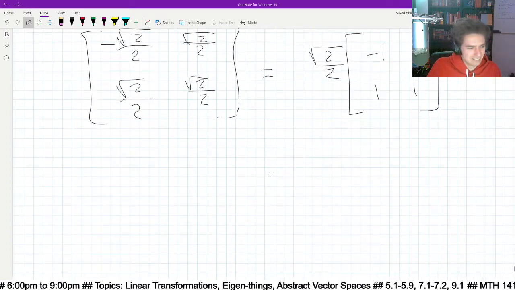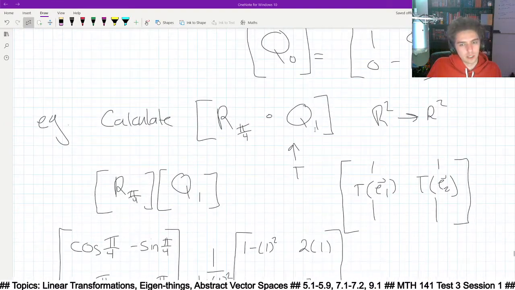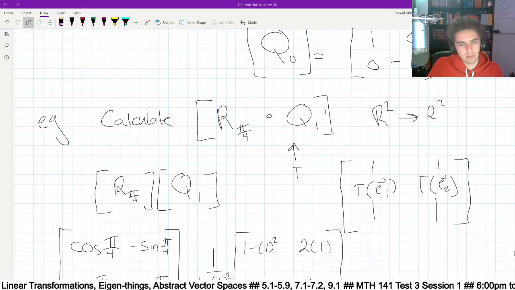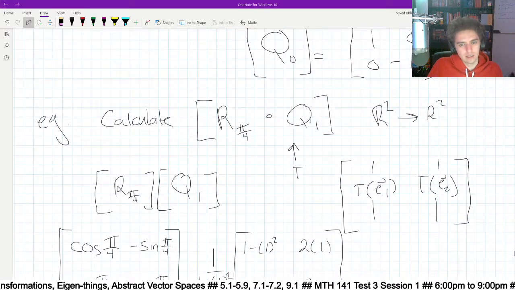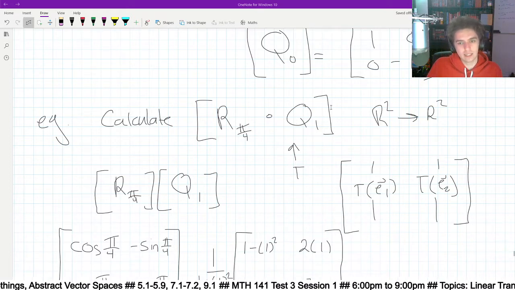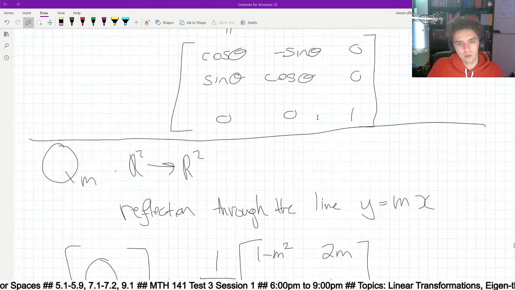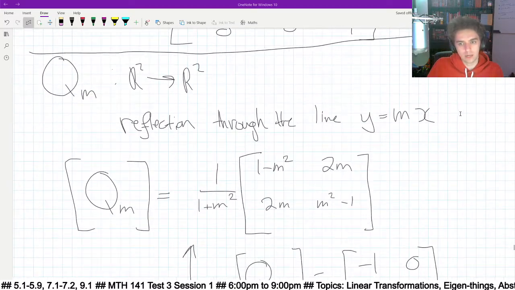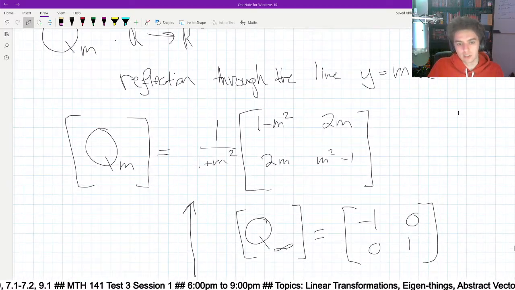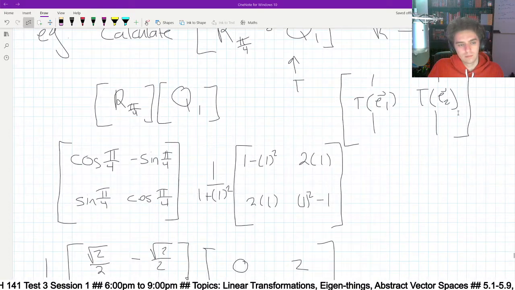So is Q always given to us? Someone asked, is Q always given to us? It depends on the question, right? If it tells you to reflect across some line, then that's what Q_M does. Remember, Q_M is defined as reflection through the line y equals mx. So whenever it asks you to do that, it's giving you that.